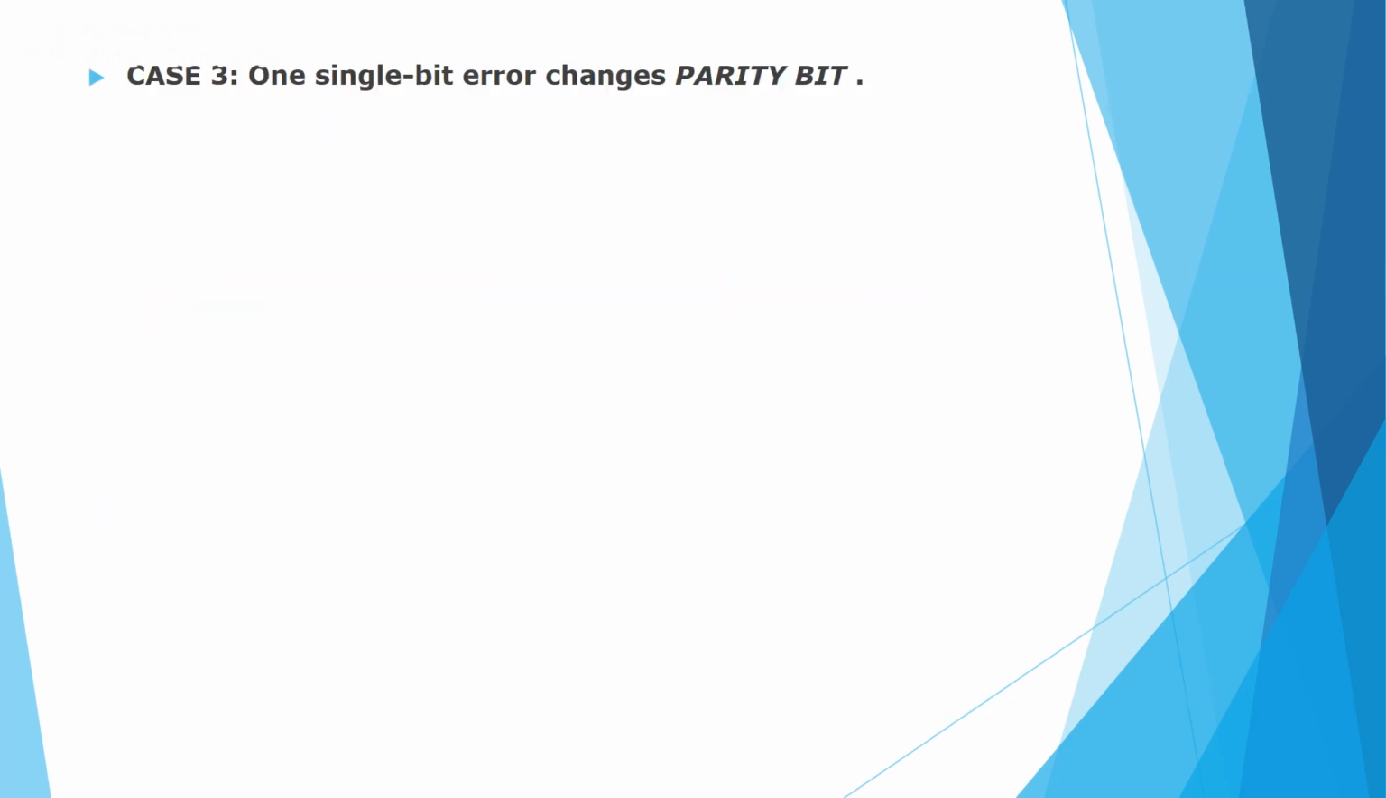So the decision logic will discard the data word. Next we will take case 3. One single bit error changes the parity bit. We know that the value of the data word is 1011. The generated code word is 10111. Now the parity bit at the receiver side is modified, so the received word is 10110. So the parity bit is changed now.